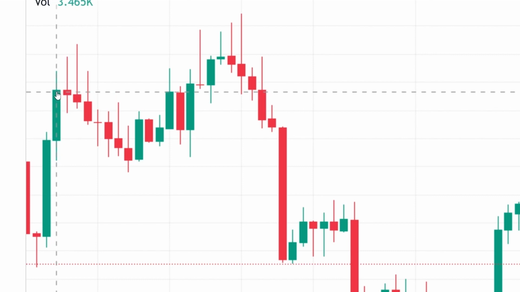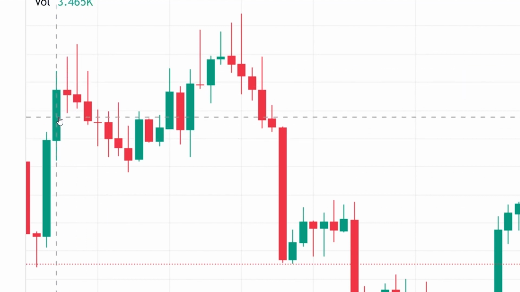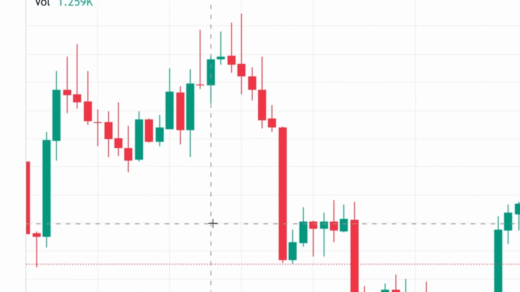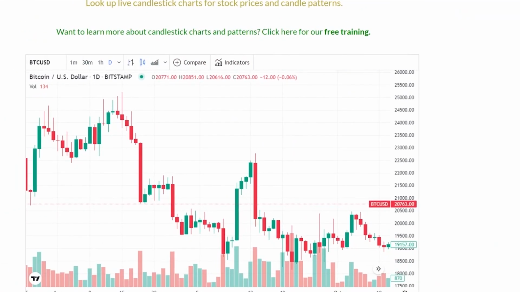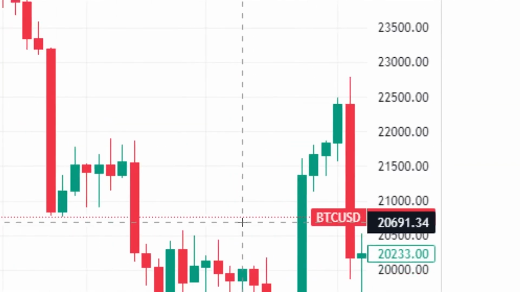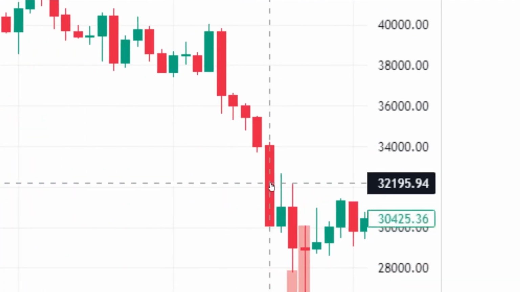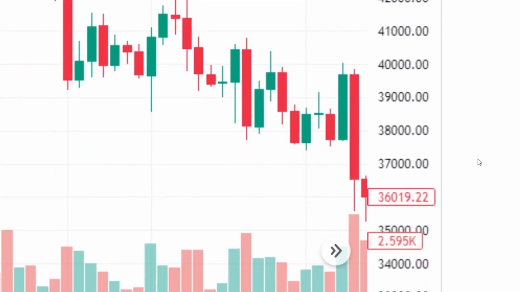So open, close, highest price, lowest price. And in this, the upper bar is open, the lower is close, then the highest price and lowest price. And obviously green is when the price goes up, red is when the price goes down. So yeah, that's basically what they represent. Now, if we were to compare it with some of the money right here, we're just going to bring it down to some big chart. Okay, now look at this.